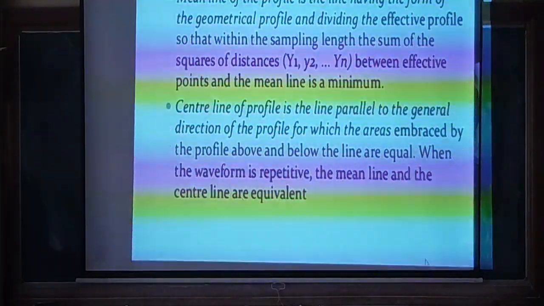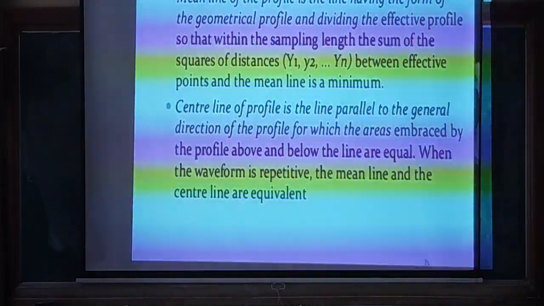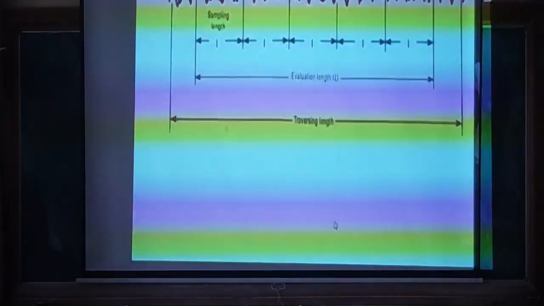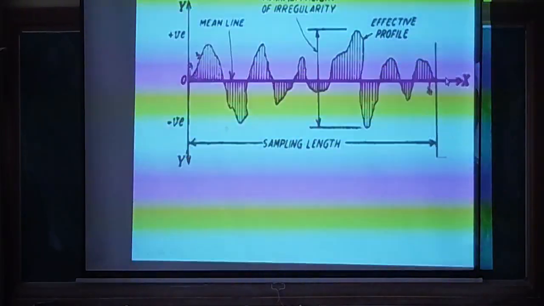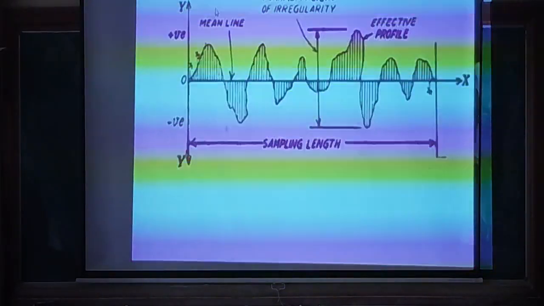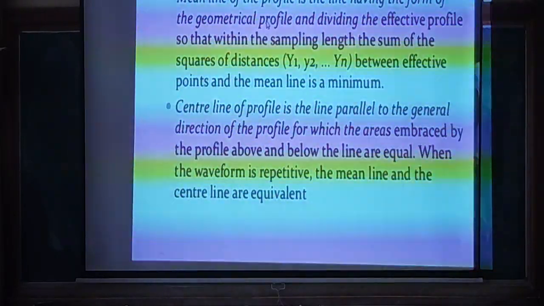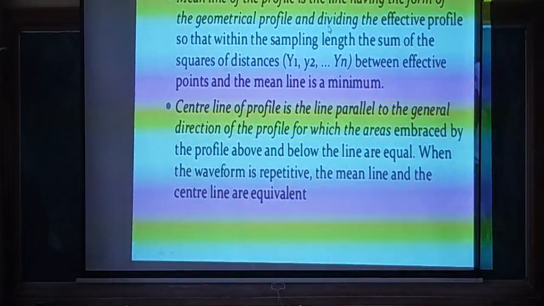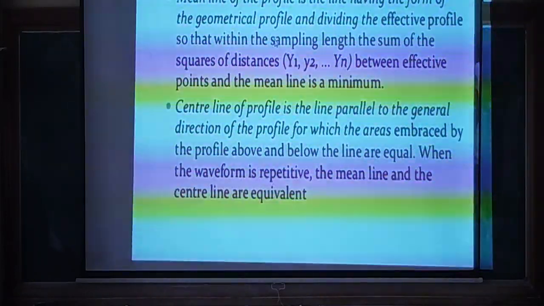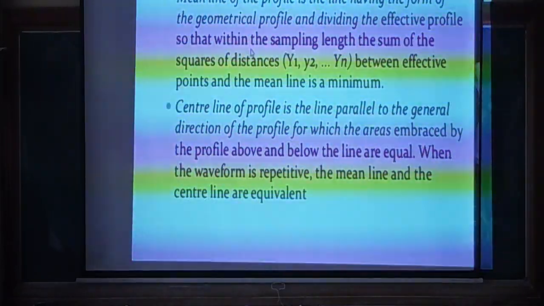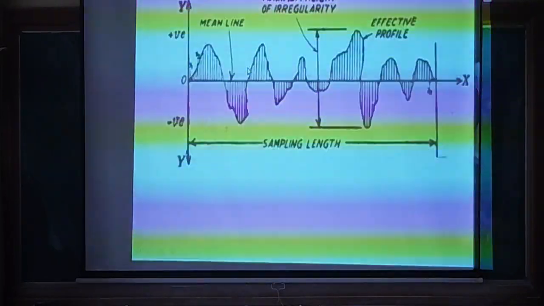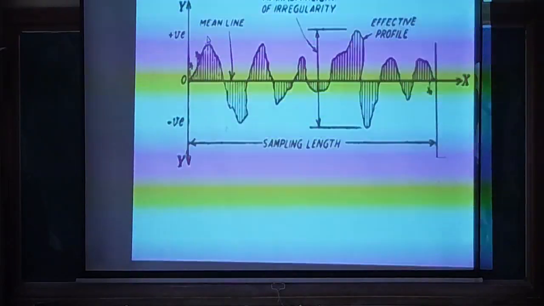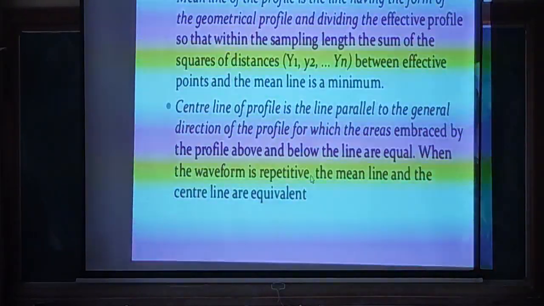Next terminology, the mean line of the profile. This is the mean line, 0, along the x-axis. So what is the mean line? The mean line of the profile is the line having the form of the geometrical profile and dividing the effective profile so that within the sampling length, the sum of the squares of distances is minimum. So this distance is y1, this is y1, and all those distances y1, y2 up to yn.